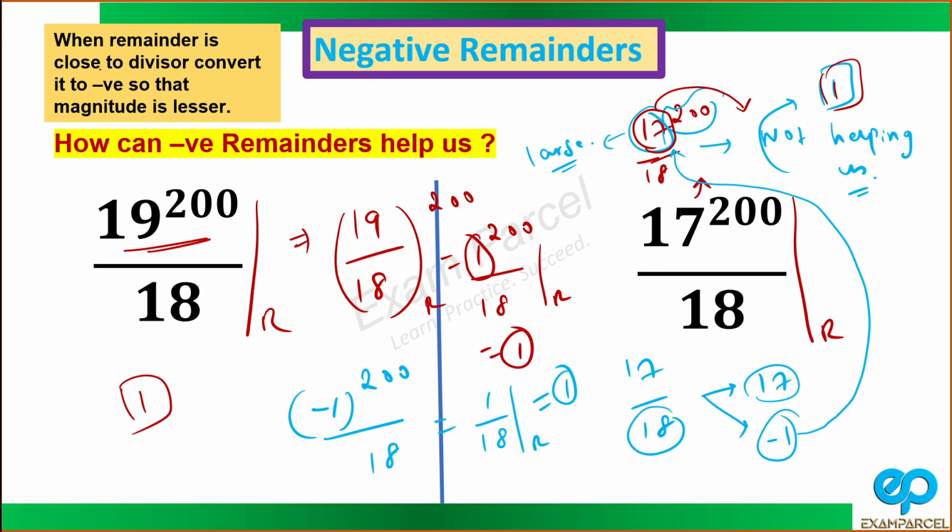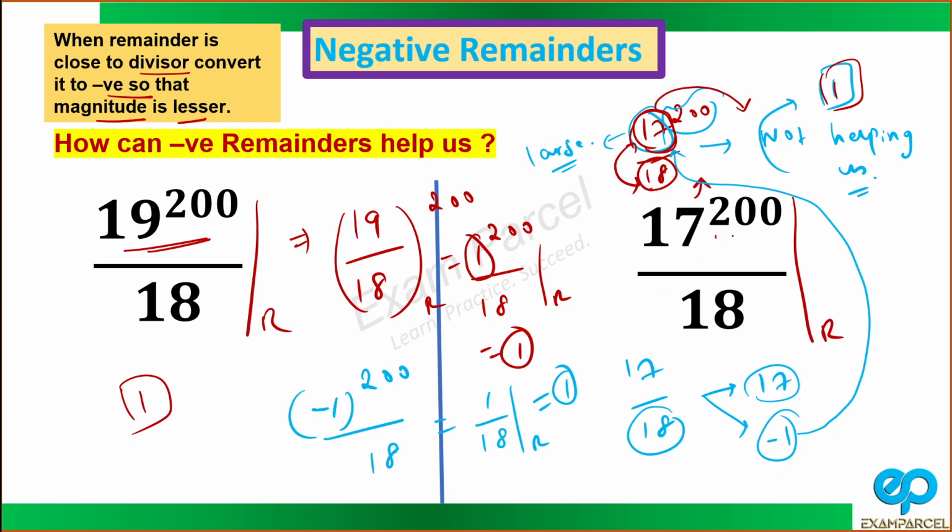When the remainder is closer to the divisor, so here notice, 17 is very close to 18, right? So this positive remainder is very close to 18, and hence this is very big. So this is of no use for us. Hence I will have to convert it to negative so that the magnitude is lesser. So our whole objective is to find a remainder, whether positive or negative doesn't matter, but the magnitude should be less. Why should the magnitude be less? Because I am raising it to a larger power, right?